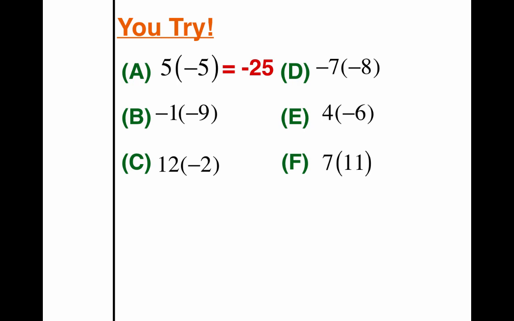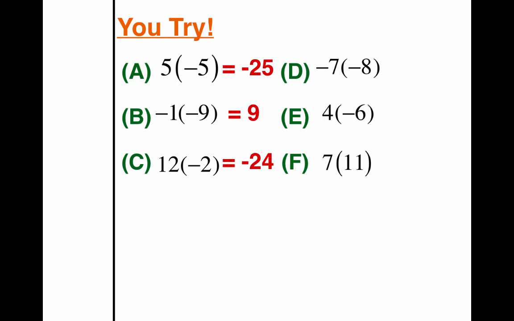For question B, 1 times 9 is 9. But we got matching signs. A match is good. That's positive. So the answer is positive 9. For letter C, 12 times 2 is 24, but we don't have opposite signs. They don't match. This is a no-match situation, so it's a negative answer, negative 24.